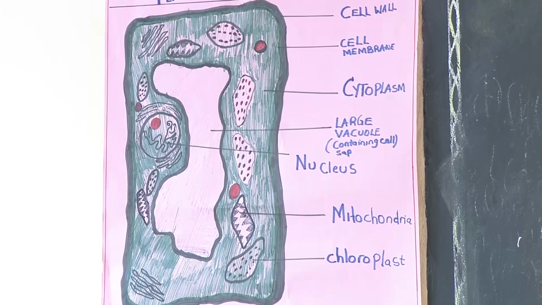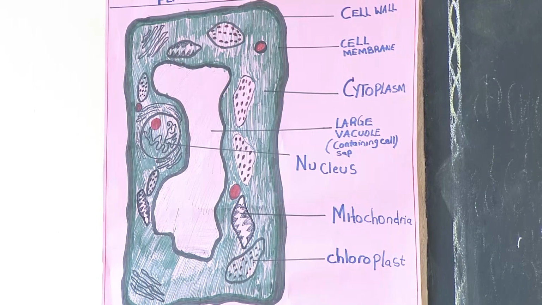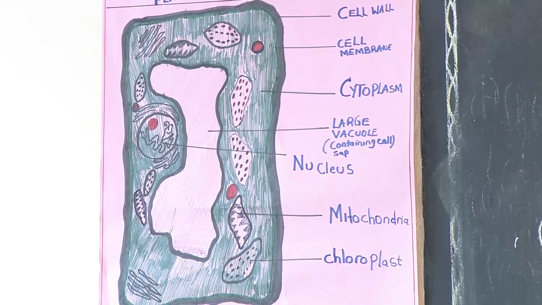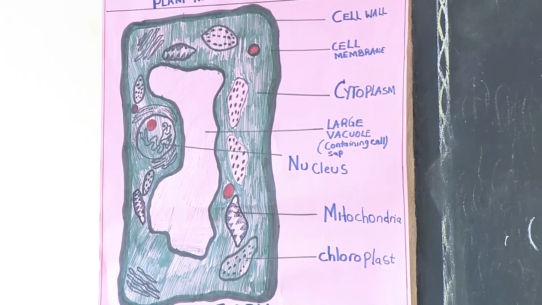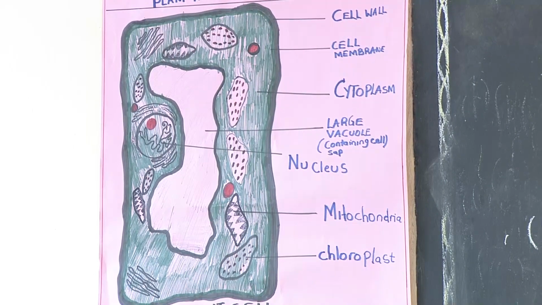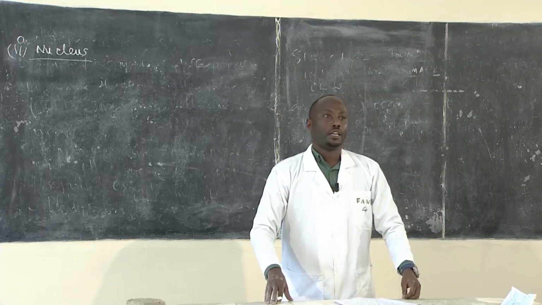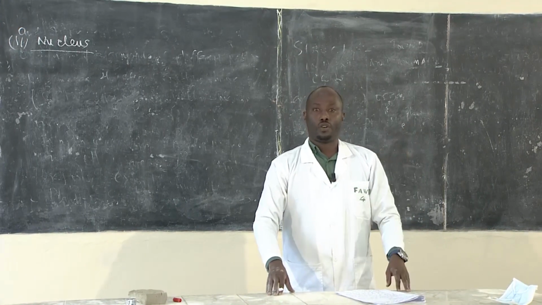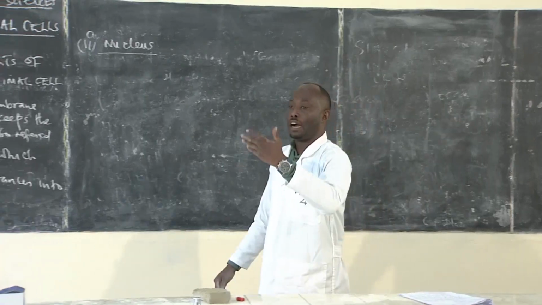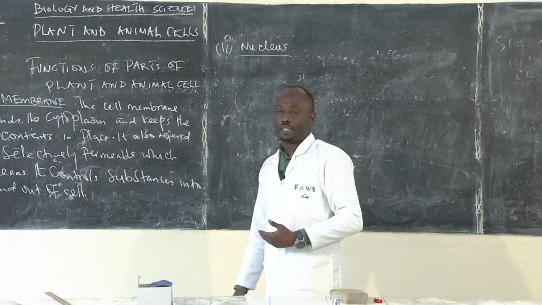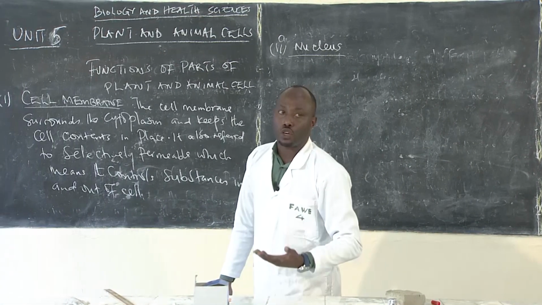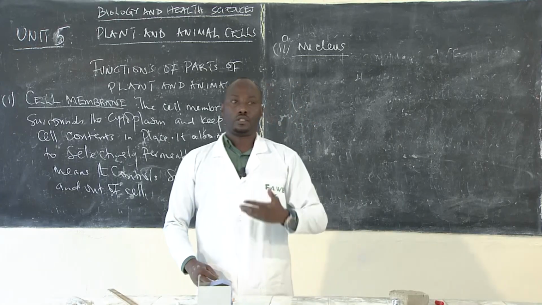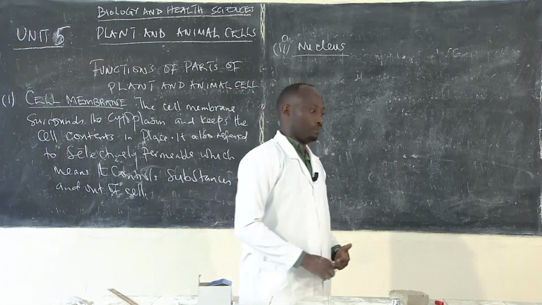Every cell contains the nucleus, except the red blood cells. The red blood cells don't have the nucleus. But white blood cells have the nucleus. The sperm cells have the nucleus. The ovum has the nucleus, all right? So they have the nucleus. And we can ask ourselves, what are the functions of the nucleus that is found in all plant cells and animal cells?